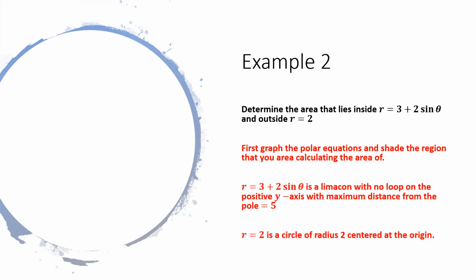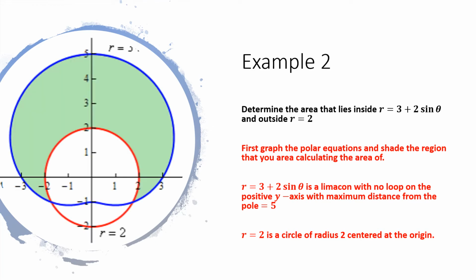And r equals 2 is just a circle centered at the origin of radius 2. And so here's my graph. And since I want to be inside the limaçon but outside the circle, I'm shading in this green region that you see.